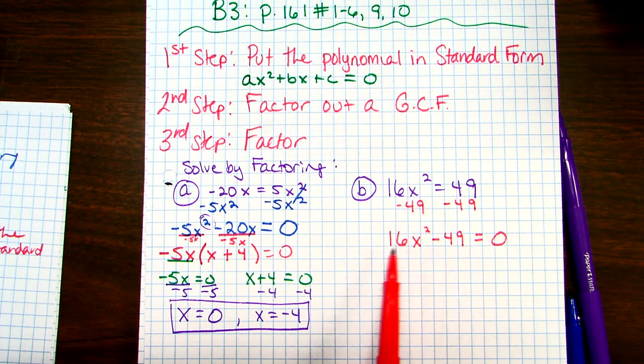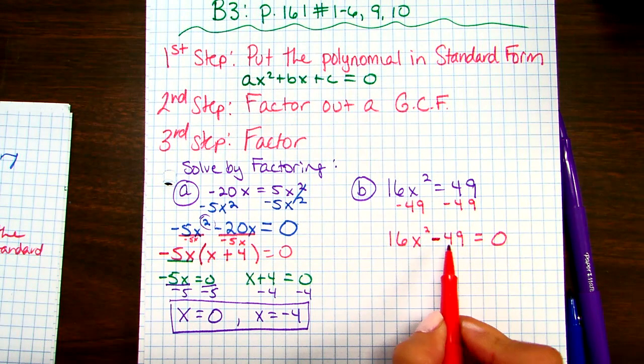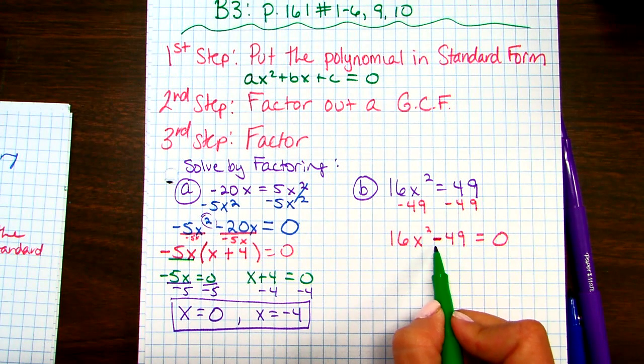Do I have a GCF? You can look at 16 and 49 and try and divide them by 2, 3, 4. They don't have a common factor. So there is no step 2 to do. Okay, now we're at the factoring step. Remember, it didn't have a GCF. So is it our chart problem or is it the difference of two squares? Difference of two perfect squares. Yeah, we love these. These are the easiest ones.